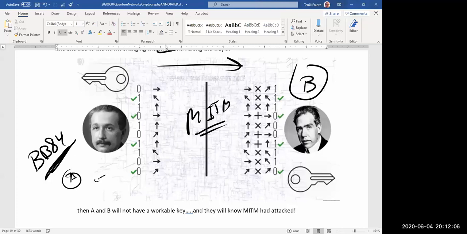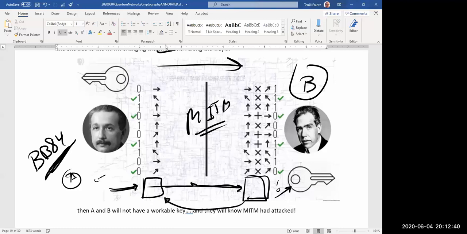Essentially, we're sending light, filtered light from A to B. So there's light going through. A filters it, B runs it through another filter of a certain basis and gets a measurement. The waves, let's say, going this way. They then compare the filters they used and discard the values that they got when the filters are different. They only keep the data from the instances where they had the same filters. And they get a key.